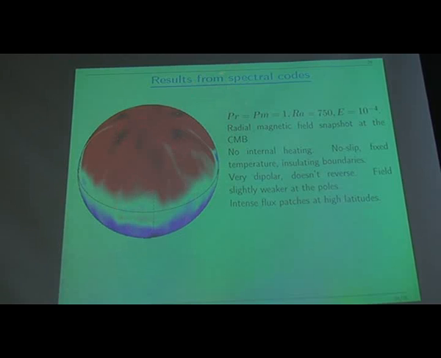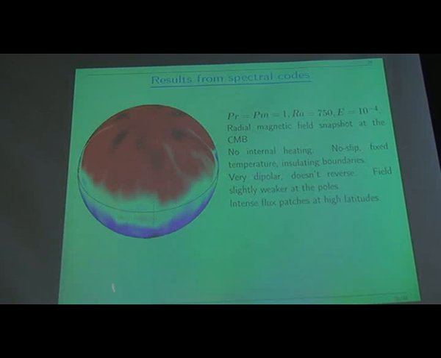Okay, so let's have a look now at some results from these codes. This is a slightly smaller Ekman number than the benchmark dynamo, so it's moving to a slightly more realistic regime, but still miles off the true. And you've got a slightly higher Rayleigh number here on PR PM1. This is one that's been studied fairly well as well. So again, it's the standard model: no internal heating, just differential heating, no slip, fixed temperature, insulated boundaries.